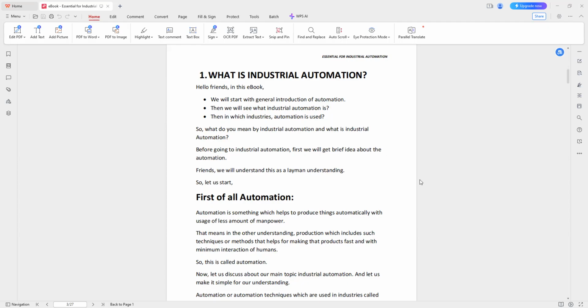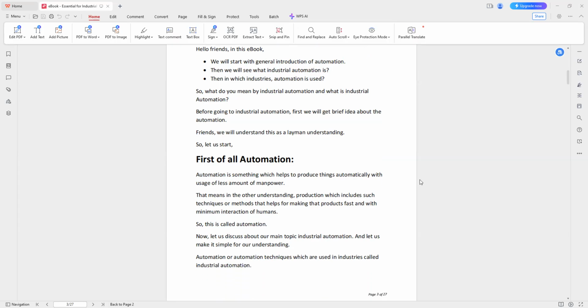Industrial automation actually, right? So industrial automation means anything that is automatic. We will start first of all with a general introduction to automation. What do we mean by industrial automation? Industrial automation is something which helps to produce things automatically. Whatever paperwork you are doing can be done automatically by a PLC. For example, pick and place, right?